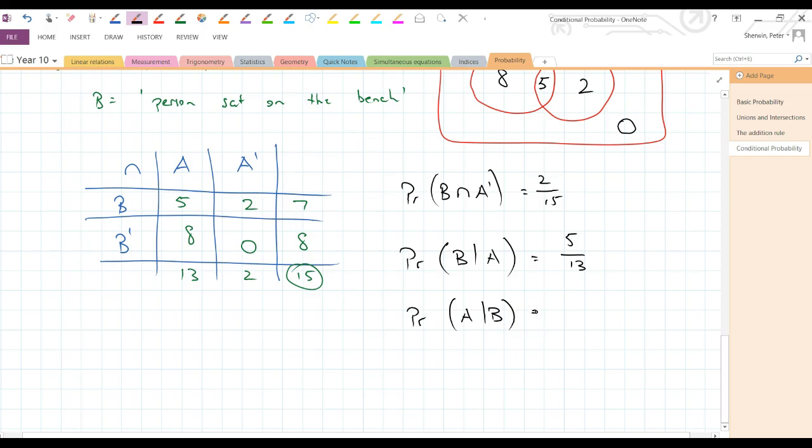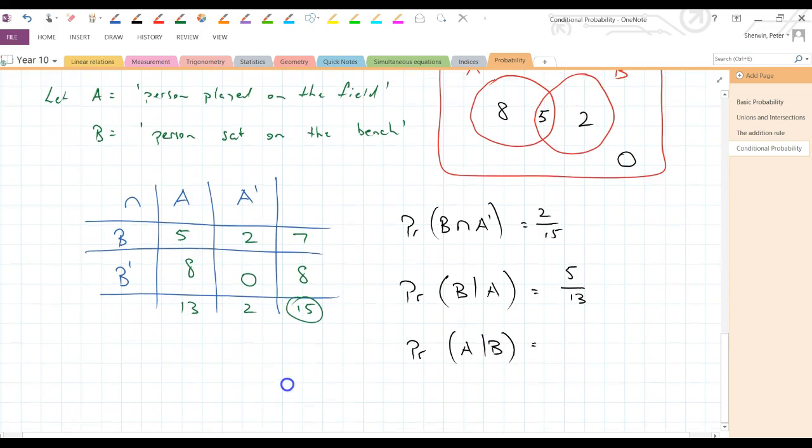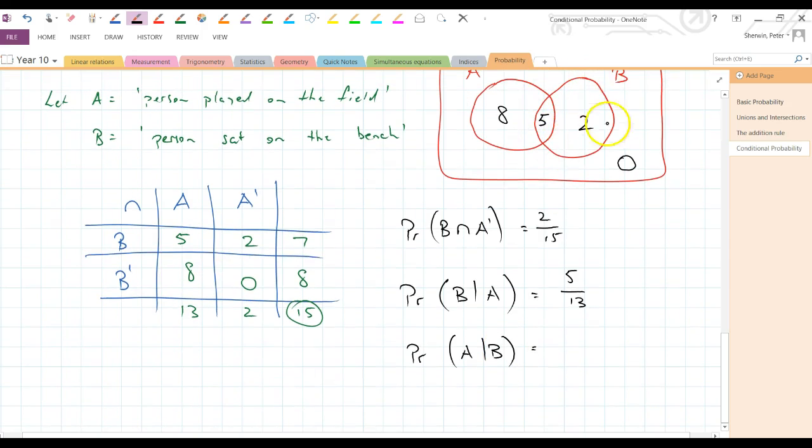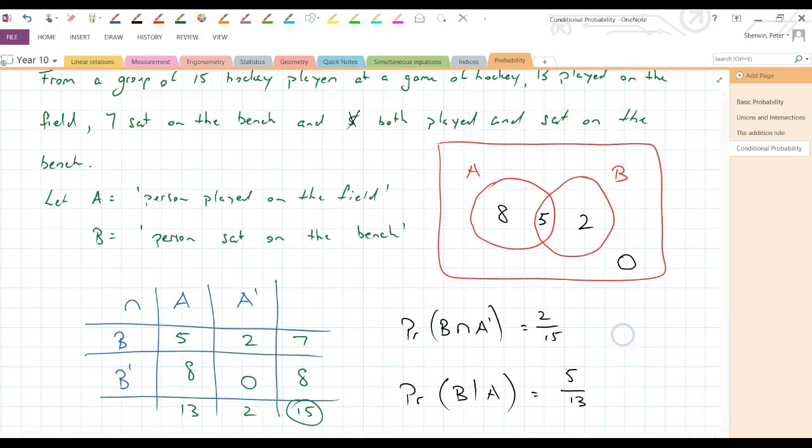And finally, probability that it's A given B. So this is the other way around, the probability that the person played on the field, A, given that they sat on the bench. So we're now given B, so we're in this column here. It's from the 7. How many of those are A's? 5 of them are A's. So 5 out of 7 is my probability there. Conditional probability.